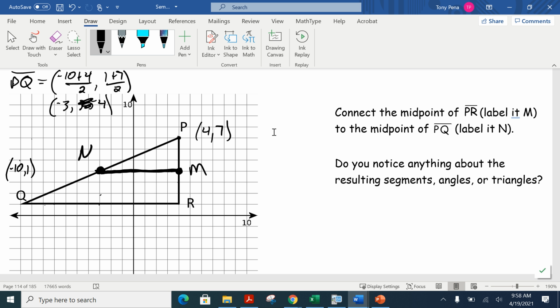Then it says, do you notice anything about the resulting segments, angles, or triangles? So when we drew that in, anything we notice here? Should be hopefully one obvious thing. Yeah, Ahmed. I noticed that there are two triangles. Good. We have two triangles. We've just got done with a bunch of these, right? If I have a line that's drawn in here, how do you think this line relates to this line here? What are some words about? They're parallel, right? They're both horizontal lines, so we don't have to assume that at all. So notice how segment NM is parallel to the segment between QR.